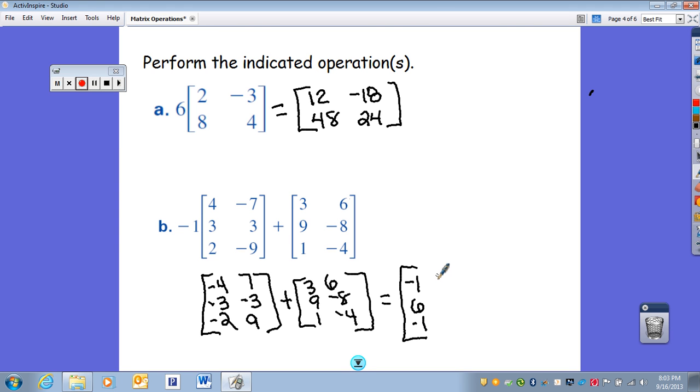Starting on my next column, I have 7 plus 6, which would be 13. Negative 3 plus negative 8 would be negative 11. And 9 plus negative 4 will be a positive 5.